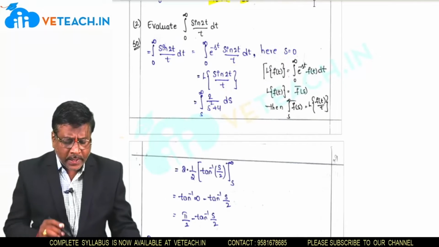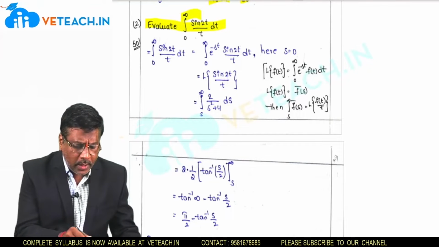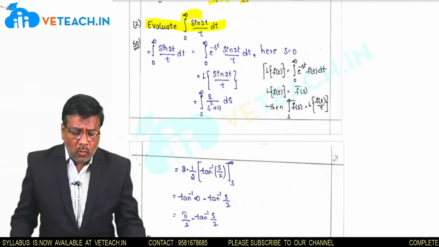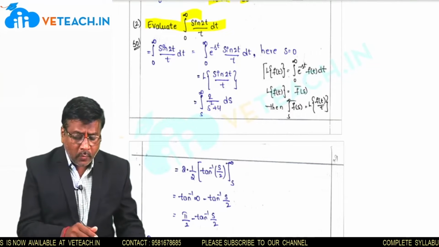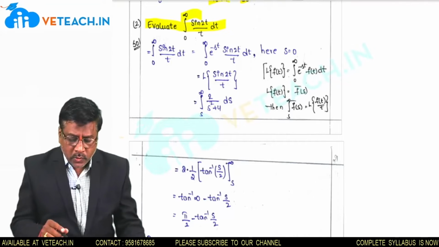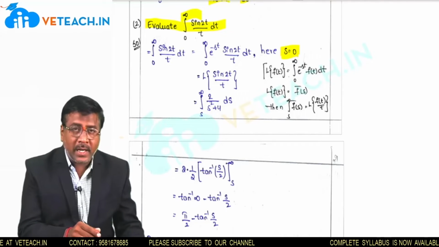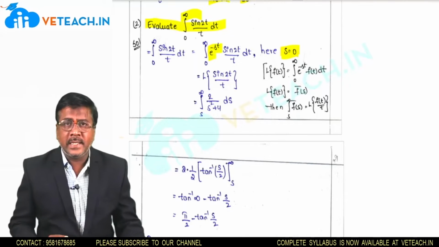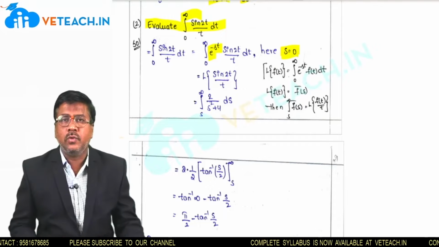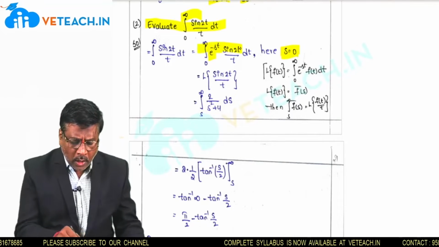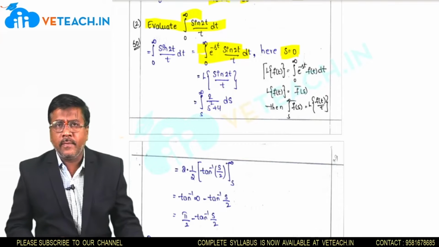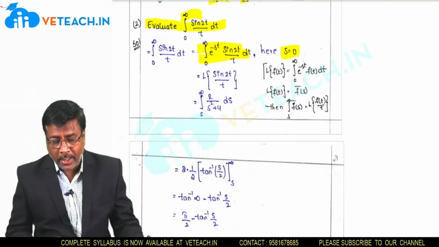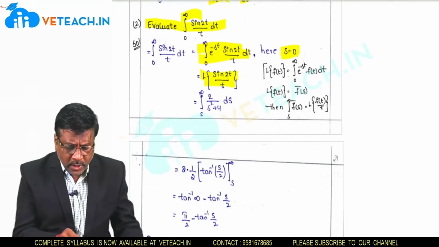In a similar way, the second problem is to evaluate the integral from 0 to infinity of sine 2t by t into dt. We have to make an arrangement. We can include e power minus st, where s is equal to 0, because the problem does not have an exponential function. That is why I assume the function e power minus st is there, but we put s equal to 0. So the total part is in the form of the definition of the Laplace transform, that is integral 0 to infinity e power minus st into sine 2t by t.